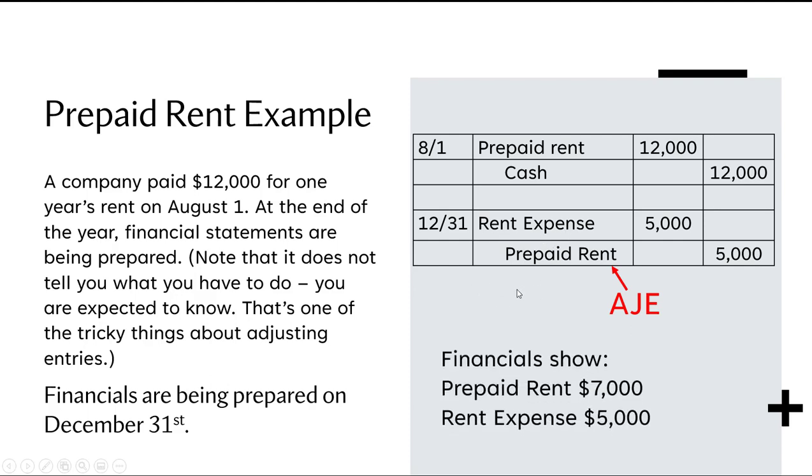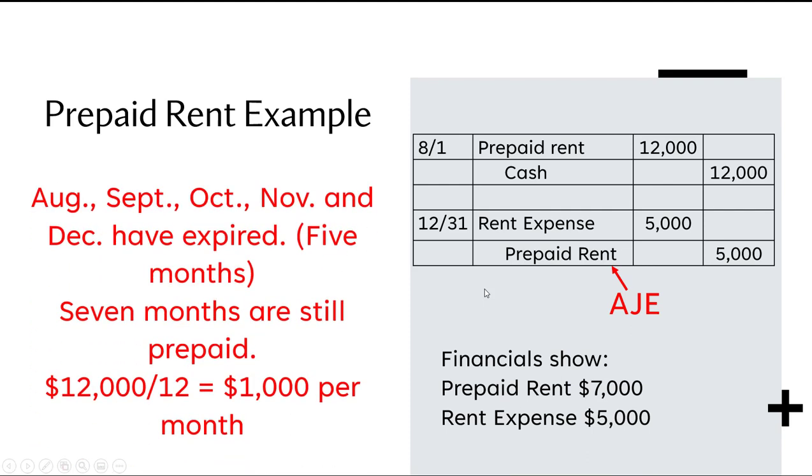All right, where did we get these numbers from? Hold on to that financials for a minute. So what happened? August, September, October, November, and December have expired. 5 months have expired, and 7 months are still prepaid. How much do we use up every month? Well, we pay $12,000 for 12 months, so we use up $1,000 a month. All right, so that's how we got this $5,000. 5 months at $1,000 per month, we used up $5,000.